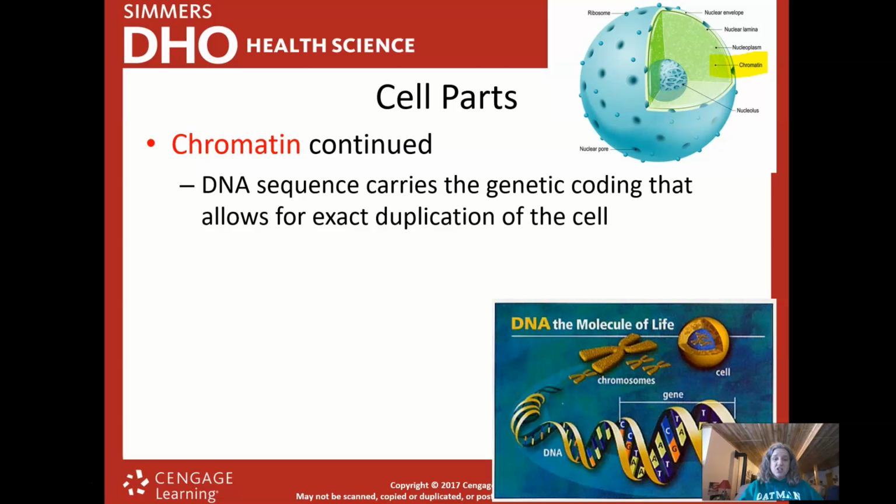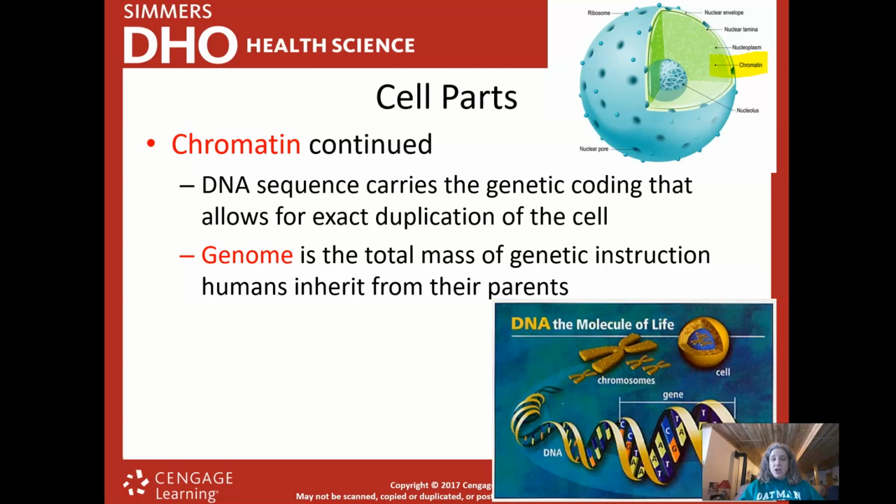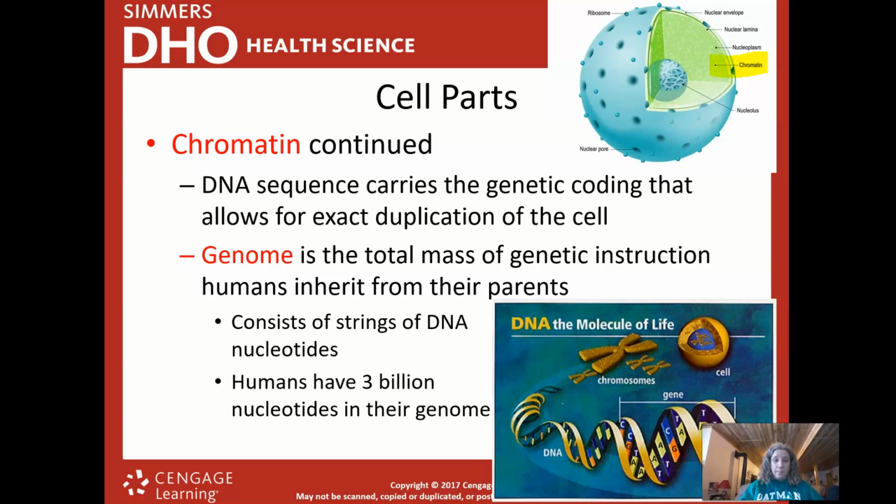DNA sequence carries the genetic coding that allows for exact duplication of the cells. A genome is the total mass of genetic instruction humans inherit from their parents. It consists of strings of DNA nucleotides, and a human has 3 billion nucleotides in their genome. So down here you have your cell, you have your chromosomes in your cell, and then your chromosomes make up your DNA or your genome. And you've got a gene here. In that gene, you have all your characteristics.